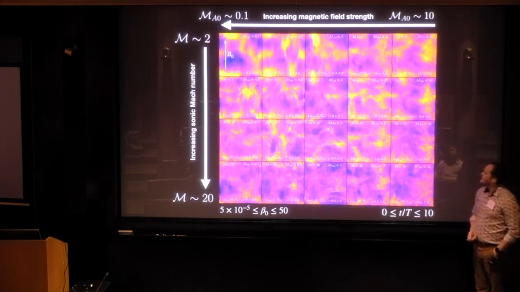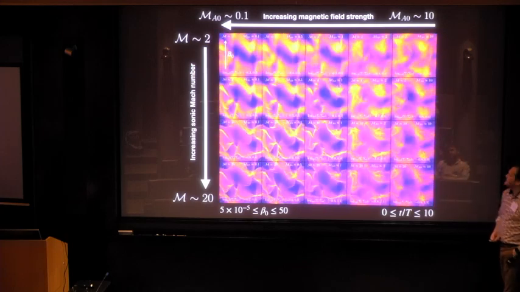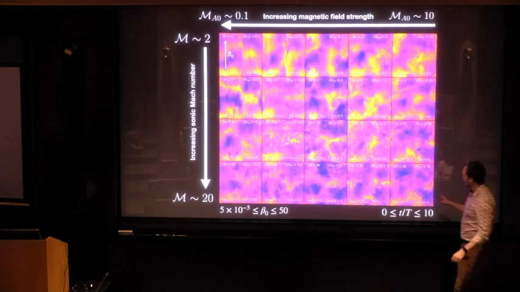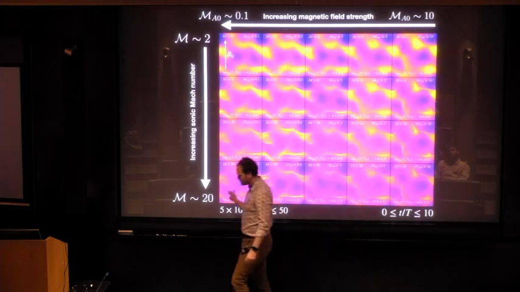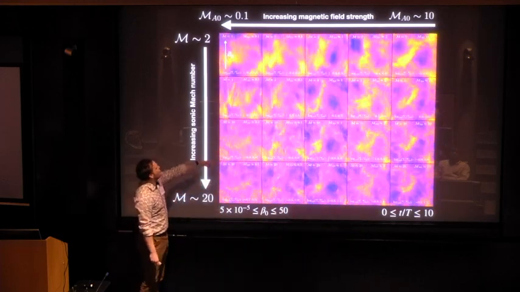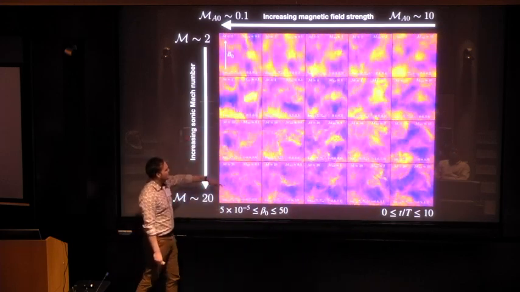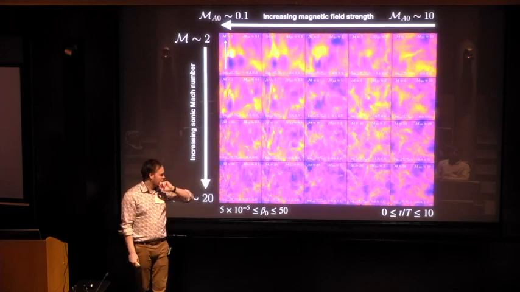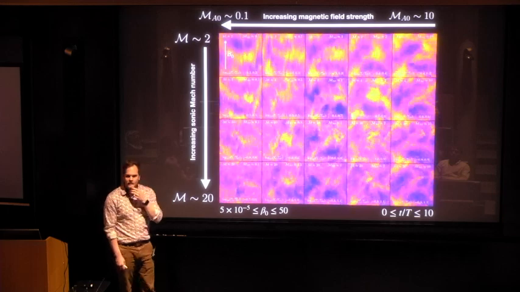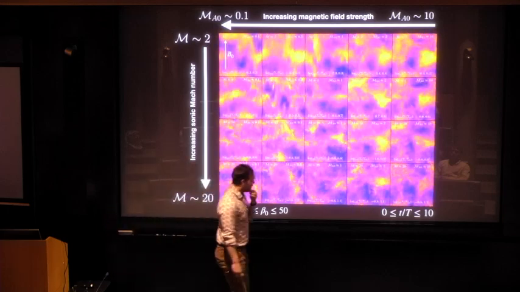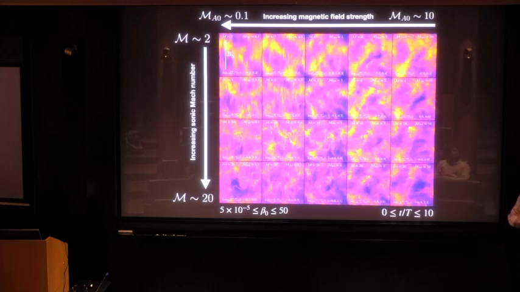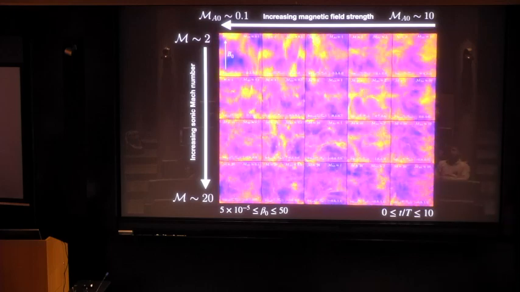Well, this is the thing that I've been playing with. These are my 20 simulations, going from very supersonic Mach numbers down the bottom here. This is all Mach 20. And then very sub-Alfvénic turbulence. So this is all in the sub-Alfvénic regime, Mach alpha 0.01. So this is a beta range from about 50 to 5 times 10 to the negative 5. So a large range of different parameters here. And these are 10 turnover times, essentially.